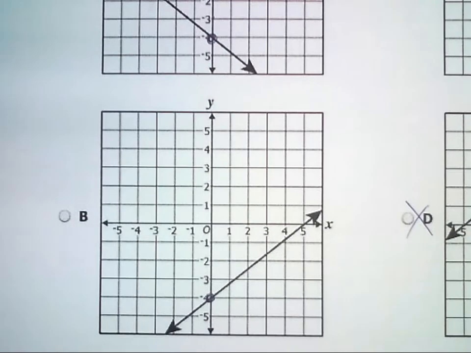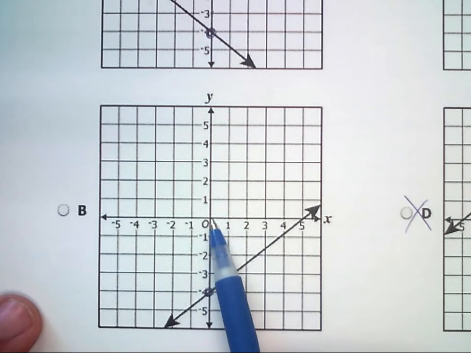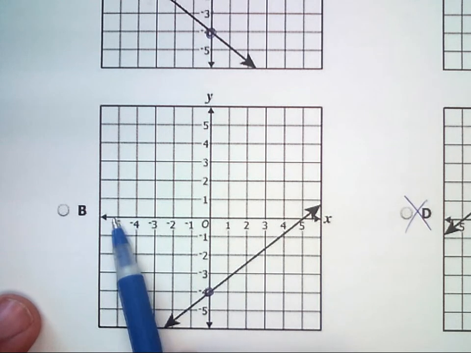If we tried to do that for B, 1, 2, 3, 4, 1, 2, 3, 4, 5. Uh-oh, that's not on the line.